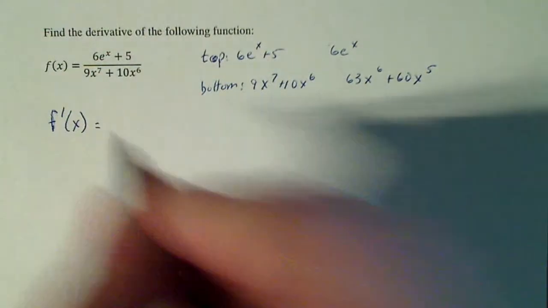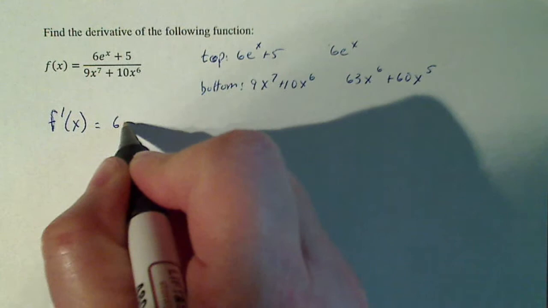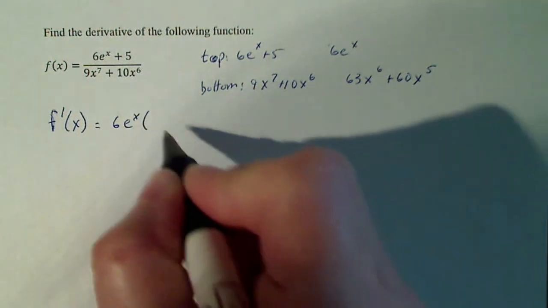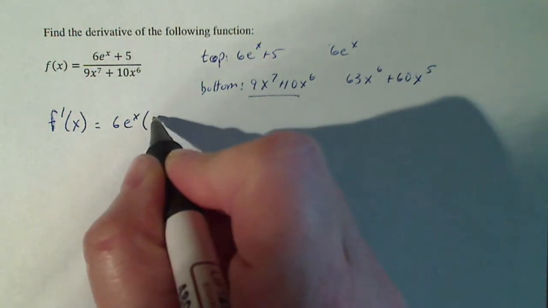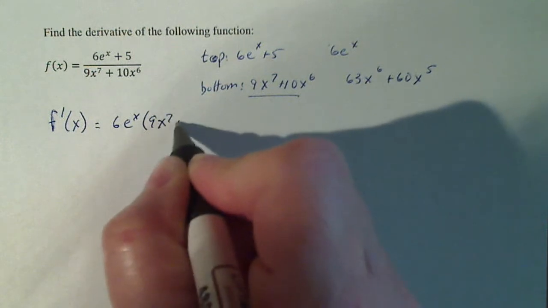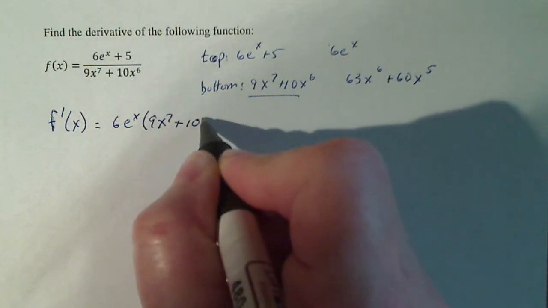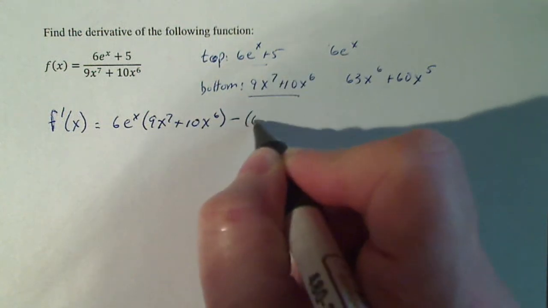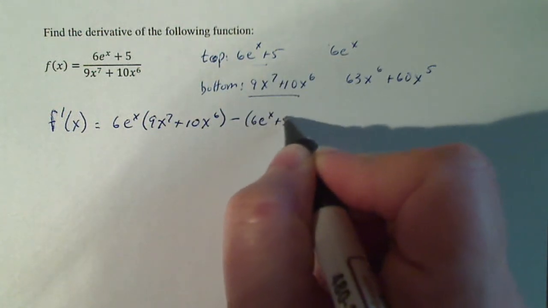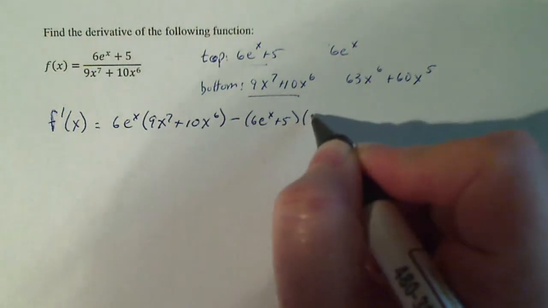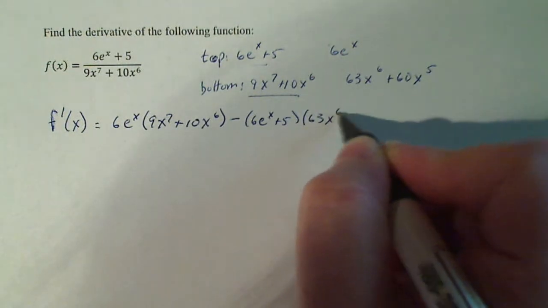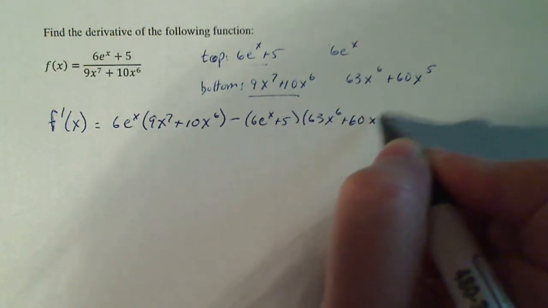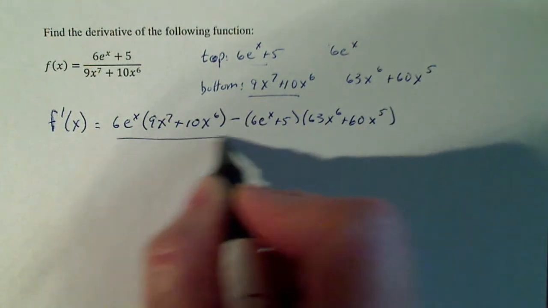Now when I use the quotient rule, that's going to be the derivative of the top, or the numerator, times the bottom, minus the top, times the derivative of the bottom, all over the bottom squared.